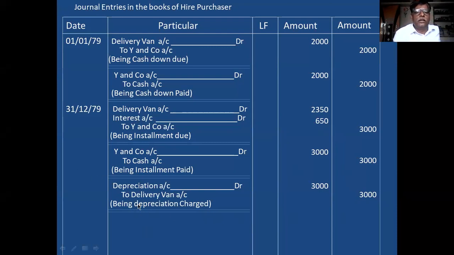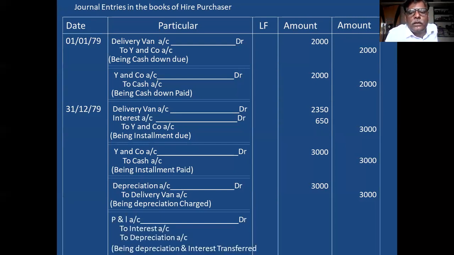These are already debited, you credit them. P&L account debtor to interest account, to depreciation account. P&L account total debit is 3650. 3000 depreciation, 650 interest. Okay, being interest and depreciation transferred. First year completed, 1 year completed.